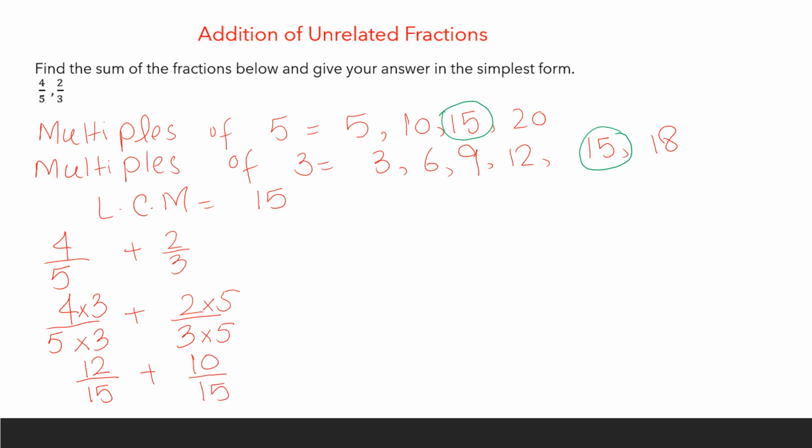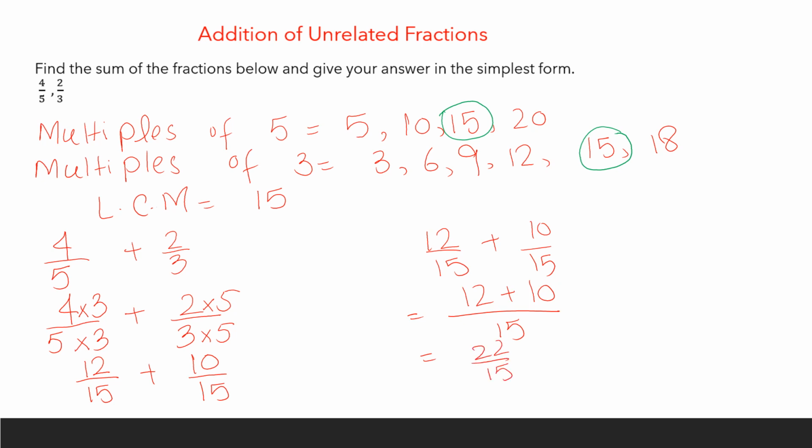And now we have the same denominators, so we can add them easily. So I'm going to add them here. So 12 by 15 plus 10 by 15 will give us 15 as the denominator, and we just need to add the numerators, so it will be 22 by 15.